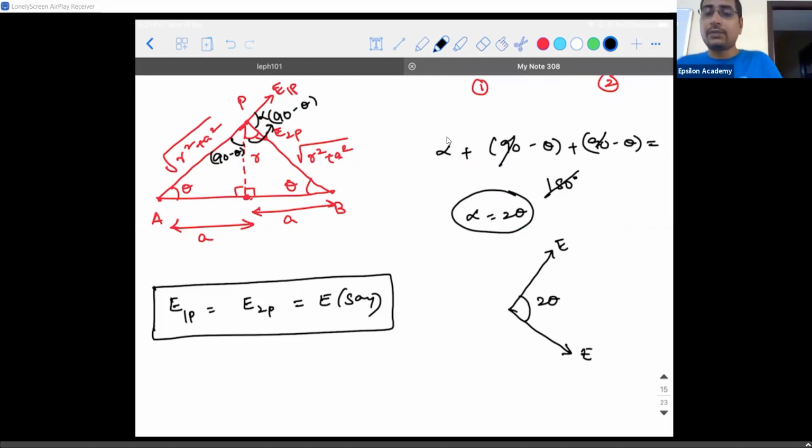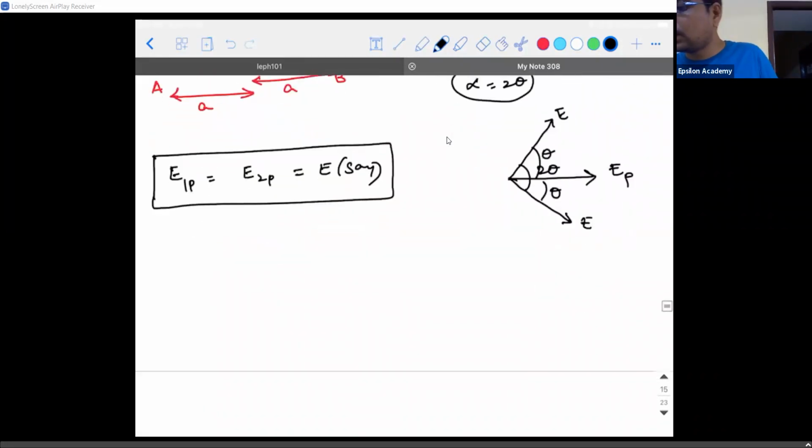Now, these two electric fields are going to have the same magnitude, and the angle between them is 2 theta. So how will the resultant of these two be? If two vectors are having equal magnitude, then the resultant will exactly be an angular bisector. Then this will be theta and this will also be theta. So this is at point P.